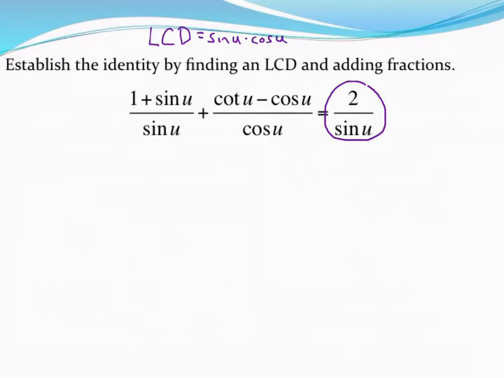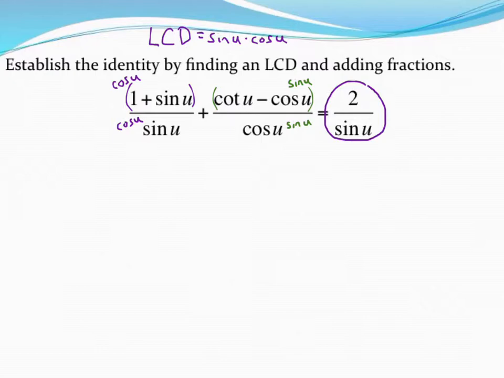The way this works is I have to turn each of these denominators into that least common denominator. For example, the first fraction already has the sine piece, but it needs to be multiplied by the cosine piece, and the top and bottom will be multiplied by the same thing. Notice I put parentheses around the numerator to remind myself that I need to distribute. For my second fraction, it's already got the cosine of u piece, but it needs the sine of u piece. So again, I'll use parentheses to remind myself that everything in the numerator needs to be multiplied by the sine of u, and I'll do the same thing to the top and bottom.